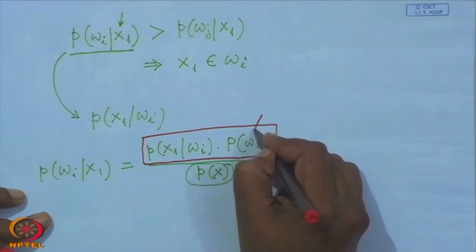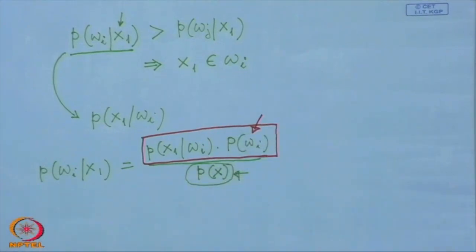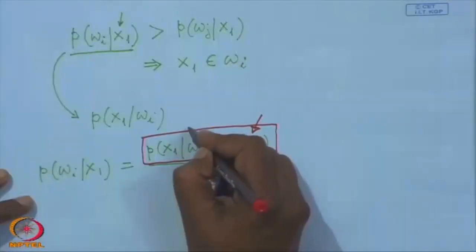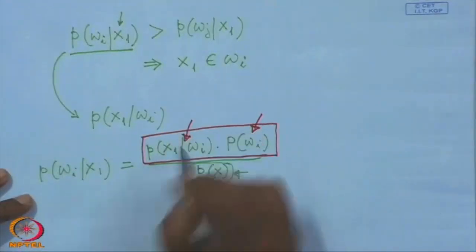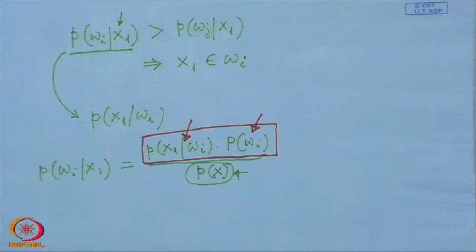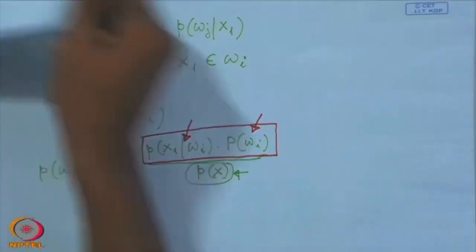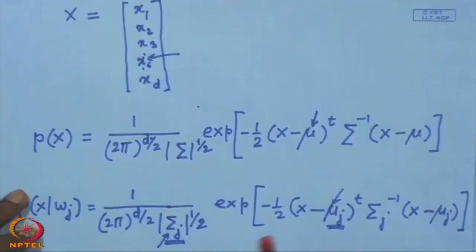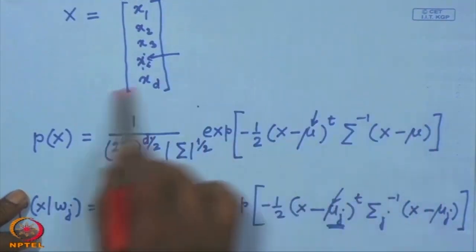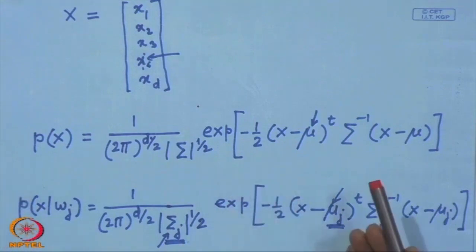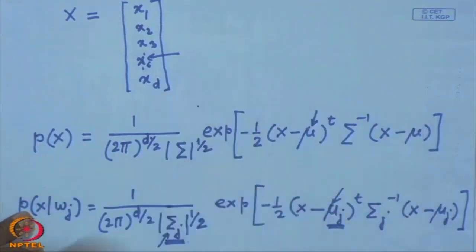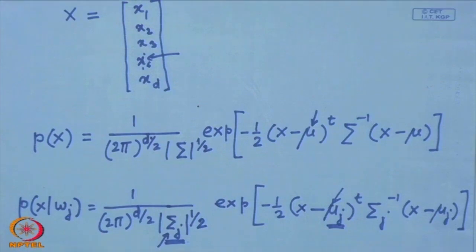And P of omega I, being the a priori probability, is always assumed to be known a priori. So, what I have to compute effectively is this value, P of x given omega I. Now, the advantage that I have if I have a parametric representation like this, being an analytical expression, is that for any given x 1 I can immediately compute this value. So, that is the advantage that I have.